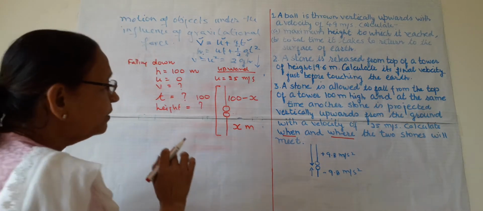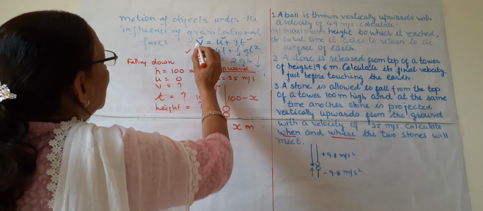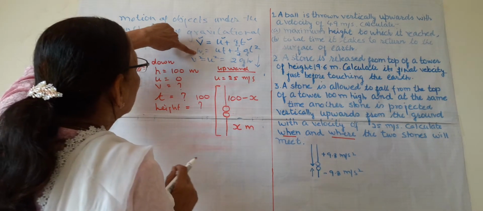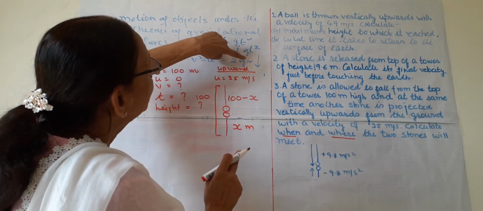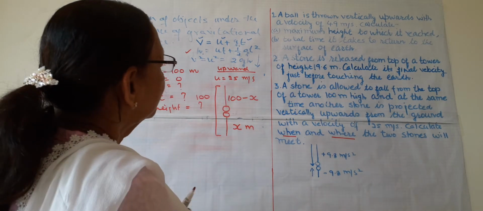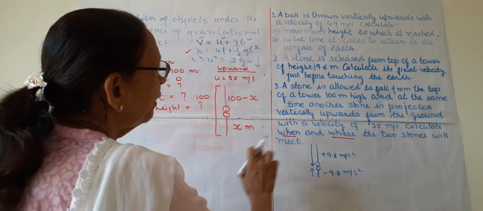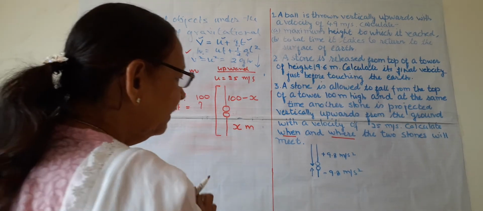So now we take the equation, because we have to calculate this h also, x, then u, t, half g, everything else, and t we have to calculate. We have to calculate the time, and where they meet, this distance.